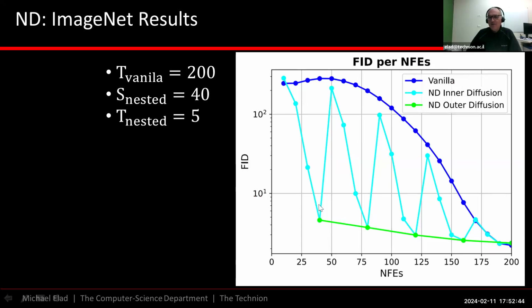But if it is good enough, this is yet another regular diffusion. This path is nothing but a diffusion algorithm that ran for 40 steps and gave you something. So this is by itself not nested. This is just applying 40 steps and stopping here. Why is the vanilla one not getting here also after 40 steps?